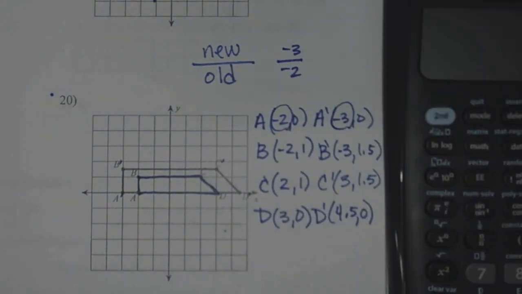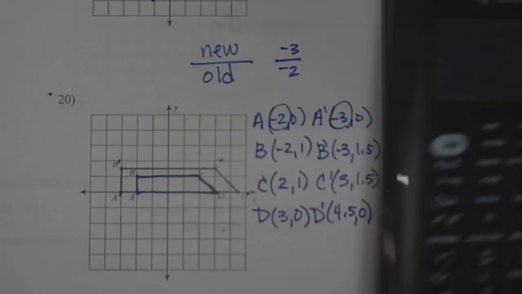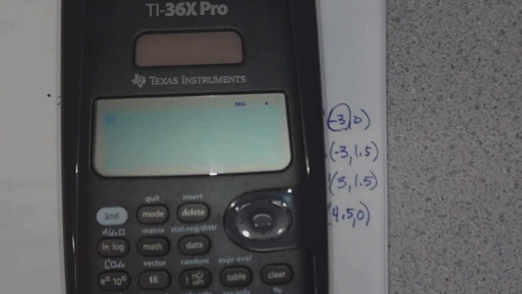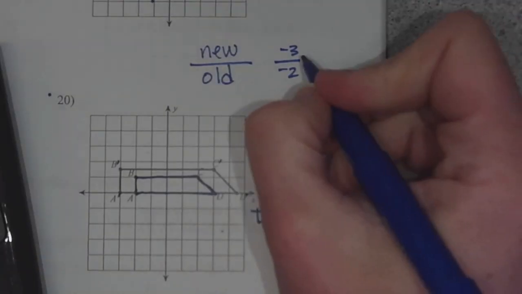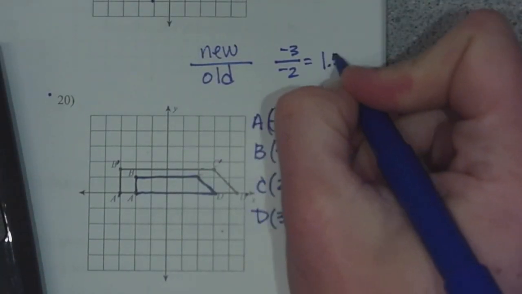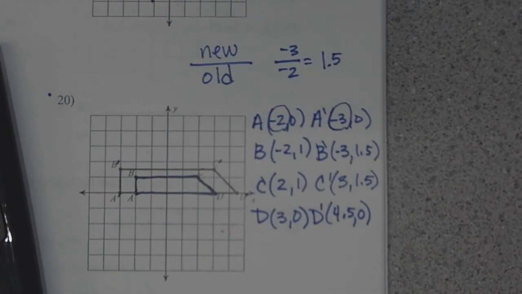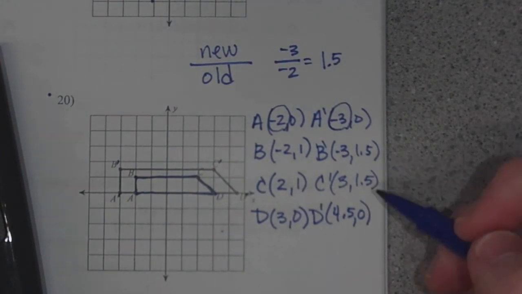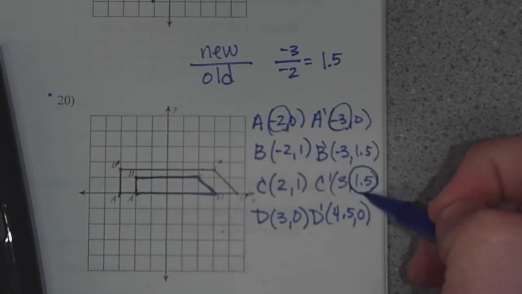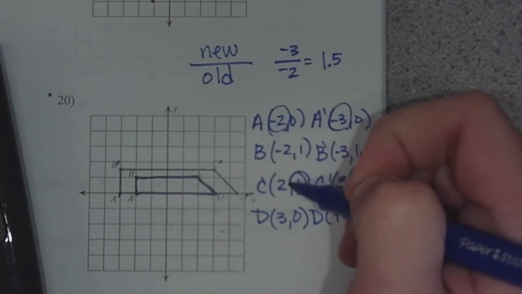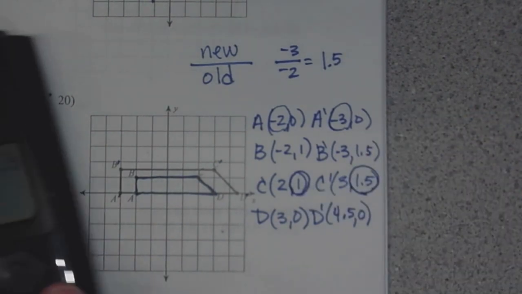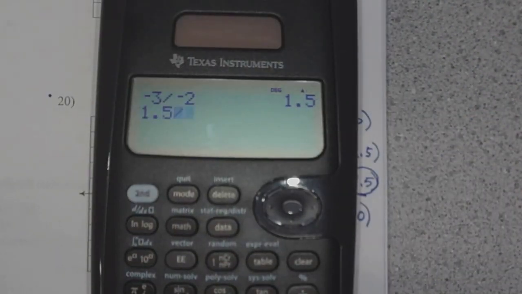Put it into your calculator. You can't see that too well, so let me clear it out and make it nice looking for you. Negative 3 divided by negative 2 is going to give us a dilation factor of 1.5. So that right there should be your dilation factor. Now, it's not a bad idea to take another number and double check it. So maybe I could take my 1.5 here and divide it by its corresponding number, the 1. 1.5 divided by 1 also gives me 1.5.